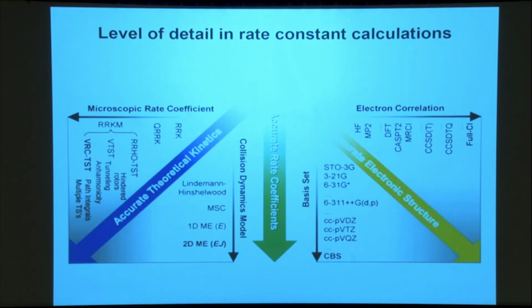And then we've got levels of complexity in terms of the collision dynamics model. So the simplest would be the Lindemann-Hinshelwood approach, going to the one-dimensional master equation, which is energy resolved, and the two-dimensional master equation, which is energy and angular momentum resolved. And so I guess the highest level of theory would be extrapolations to complete basis set and full configuration interaction for your electronic structure, coupled with RRKM, if we've got well-defined barriers, and a two-dimensional master equation model.